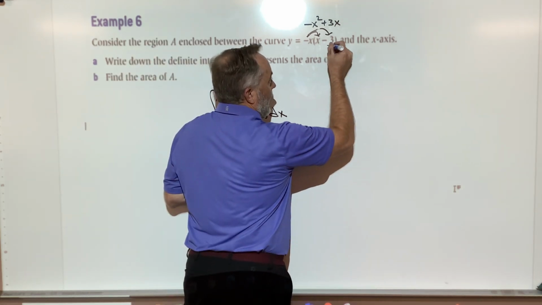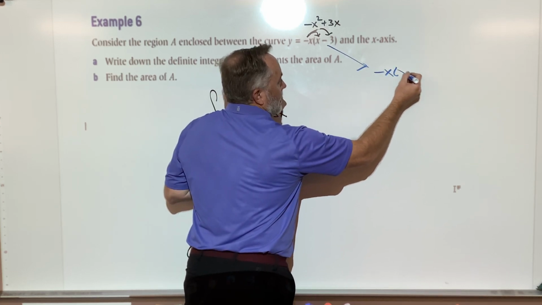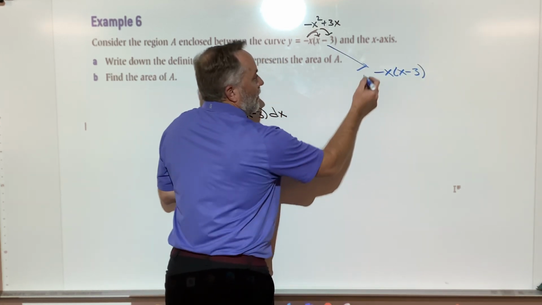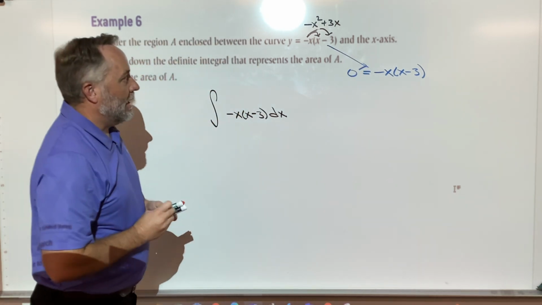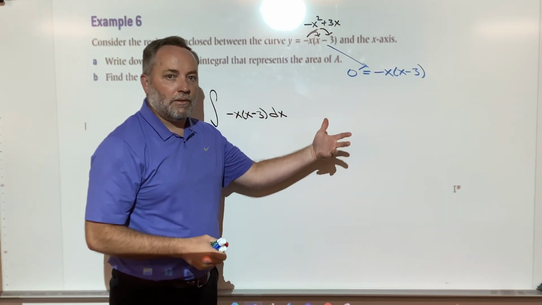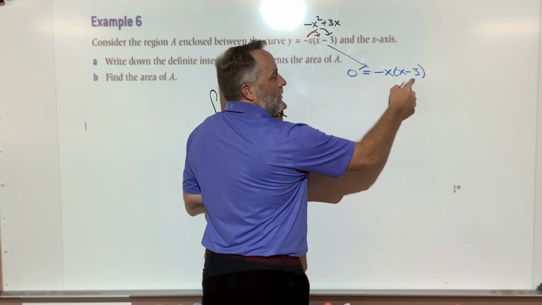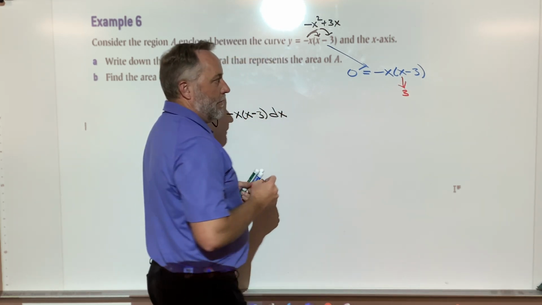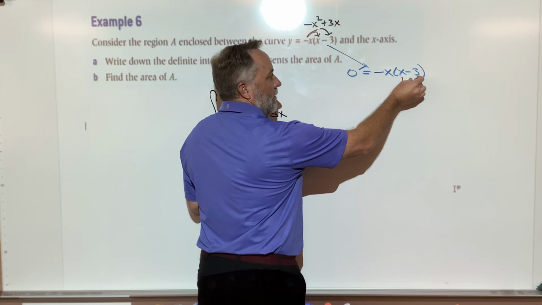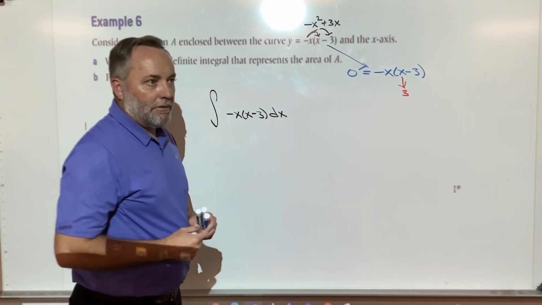So here's what we have. We are just saying, when does negative x times x minus 3 equal 0? Think about this like when you were factoring a quadratic. What value of x will make what's in parentheses equal to 0? Well, that's 3. If 3 minus 3 is 0, then 0 times whatever this is, which in this case would be negative 3, is still 0.